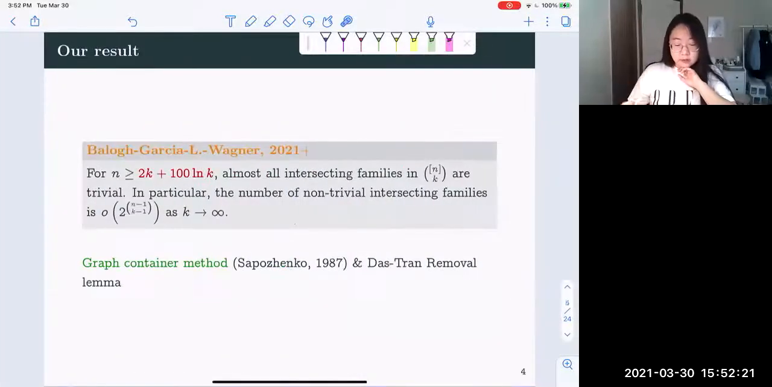The main result I would like to present here is that we are able to show that when n is at least 2k plus 100 log k, the same conclusion holds. That is, almost all intersecting families are trivial. So here we remove the restriction of root k. That's the improvement. In particular, this is equivalent to showing the number of non-trivial families is sufficiently small, much smaller than this quantity. The main tools we use are Sapozhenko's graph container method plus the Das-Tran removal lemma.